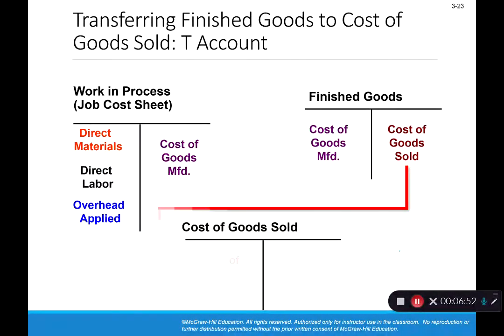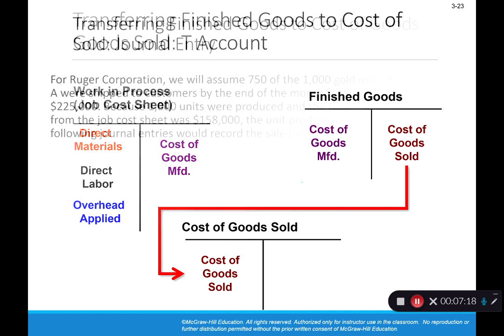What's the next step? Well, now that I've got it in finished goods, I can sell it. So when we sell it, it comes out of finished goods and goes into cost of goods sold. Again, WIP and finished goods are assets. They go up with debits, down with credits. Cost of goods sold is an expense. It also goes up with debits and down with credits. So when we take it out of finished goods, we credit it, and then we move it into an expense. And to do that, we debit the expense.